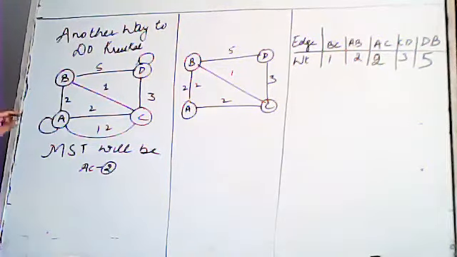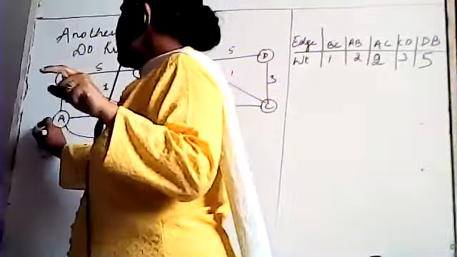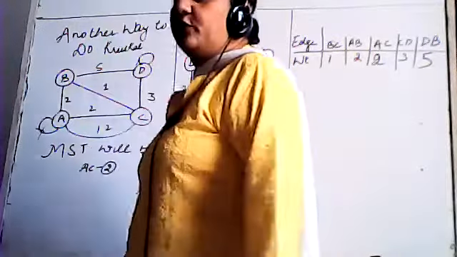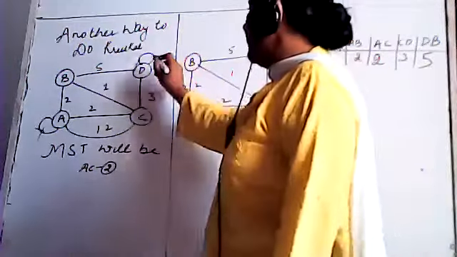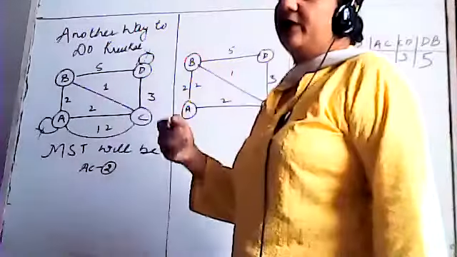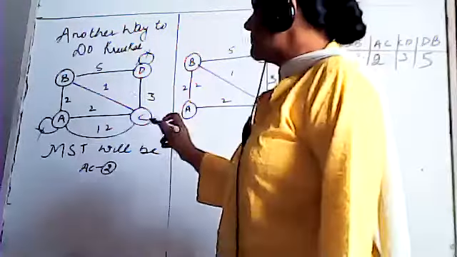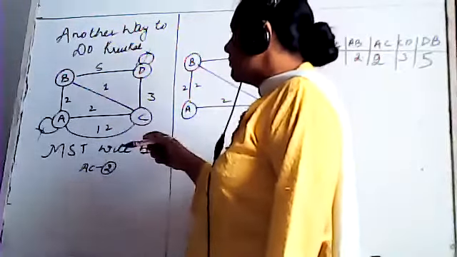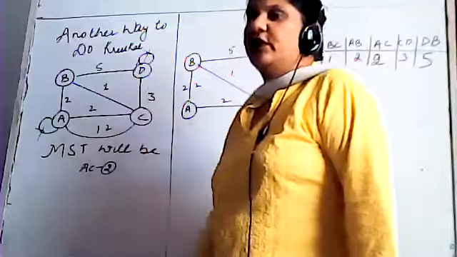Fine. So the first rule in this is you have to remove the loops. You have to remove any loop which is in the graph. We have to remove this loop. When a vertex is pointing towards itself, it becomes a loop. So we have to remove the loop.